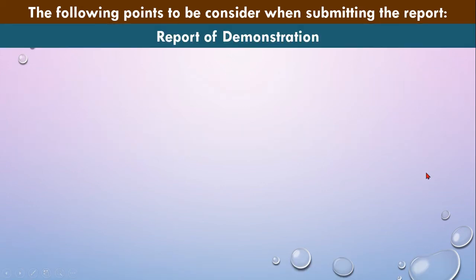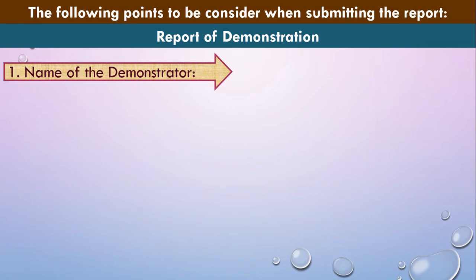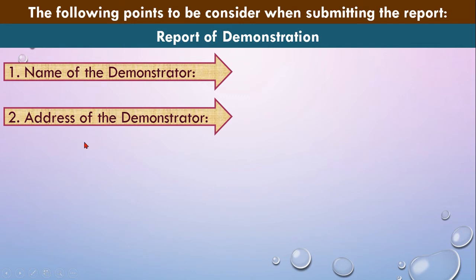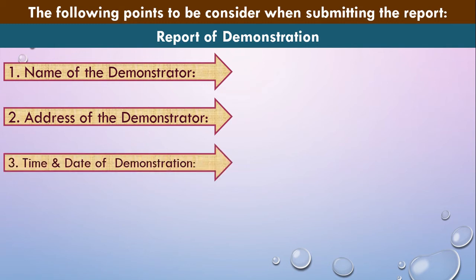So what will be the report of the demonstration? First, you have to write down a report. First one is the name of the demonstrator. If you do not write the demonstrator, then it will not be granted. That means if I am the demonstrator, I have to write down my name. Next point is the address of the demonstrator. That means I have to write my own address.